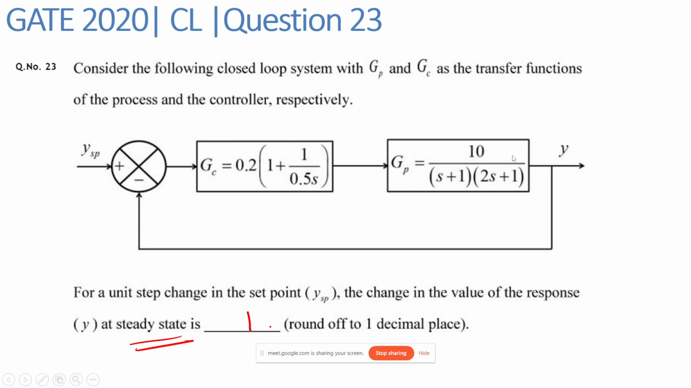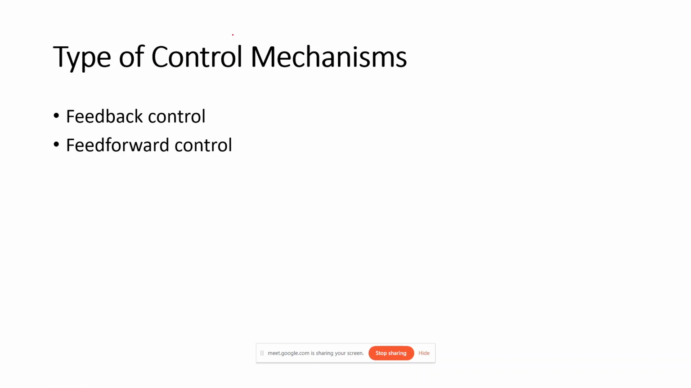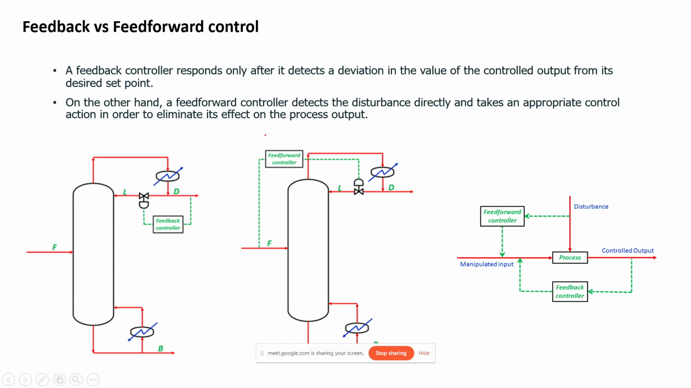Now let's take a look into the further theory of feedback control and feed forward control. We had discussed feedback control in brief, so today we will be discussing it in detail. A feedback controller responds only after it detects the deviation in the value of the controlled output from its desired set point.